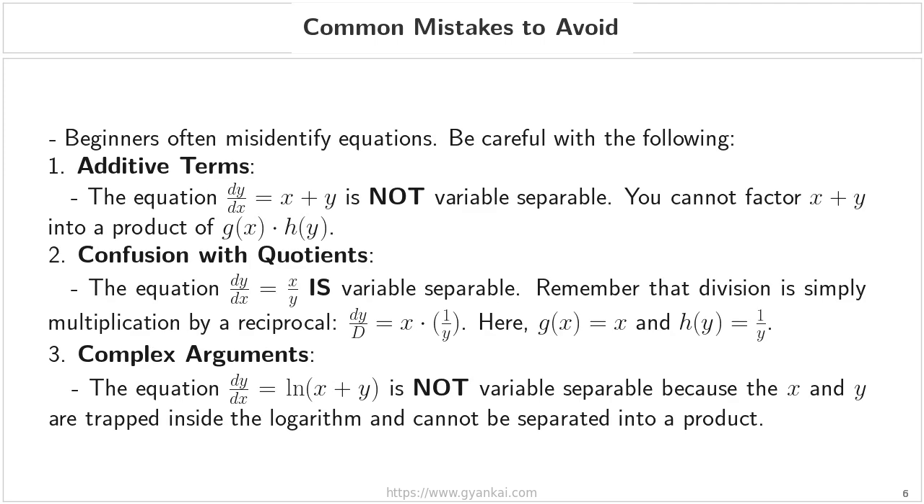Finally, be wary of complex arguments. Consider an equation like dy by dx equals the natural log of x plus y. In this instance, the equation is not variable separable. The reason is that the x and the y are trapped together inside the argument of the logarithm. Because they are linked by addition inside that function, you cannot use algebra to break them into two separate, independent factors. Keep these distinctions in mind, and you'll be well prepared for our final key takeaways.